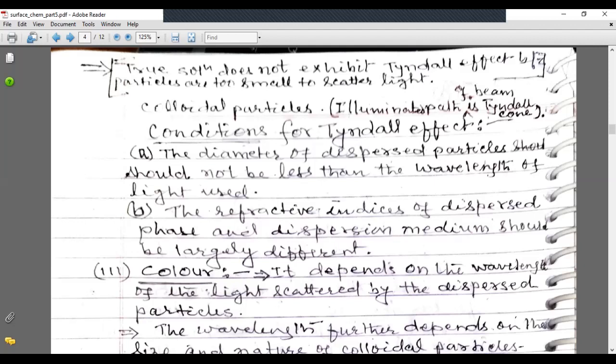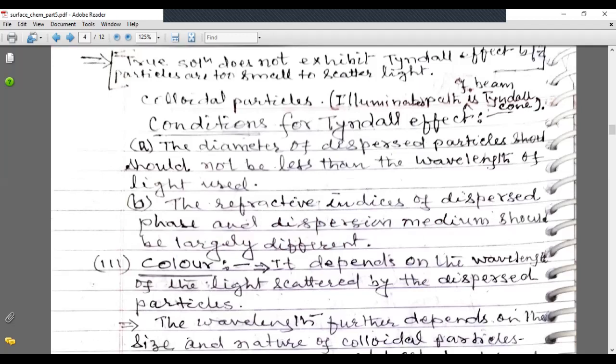Now, conditions for Tyndall effect. Number one, the diameter of dispersed particles should not be less than the wavelength of light used. Number two, that is the second condition, the refractive indices of dispersed phase and dispersion medium should be largely different. Only then can the Tyndall effect be made clear.